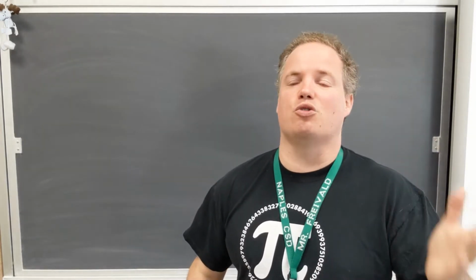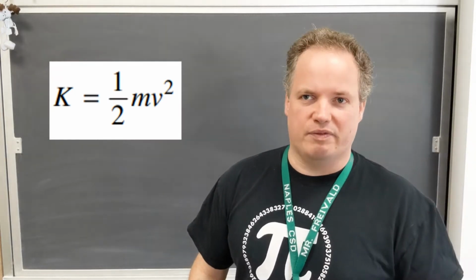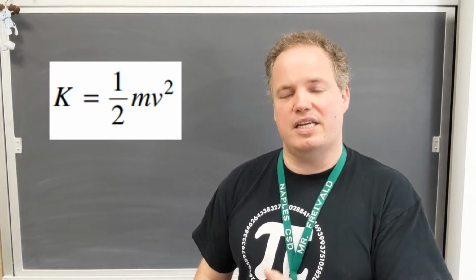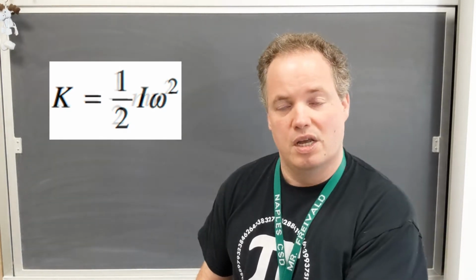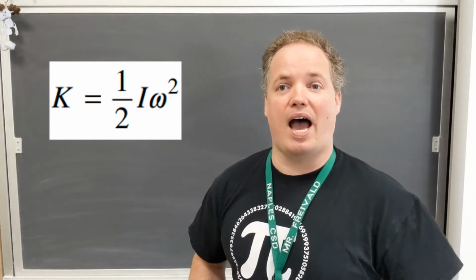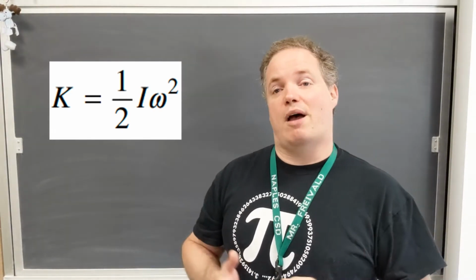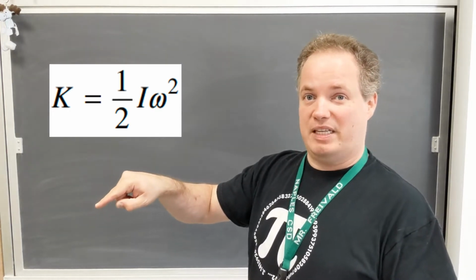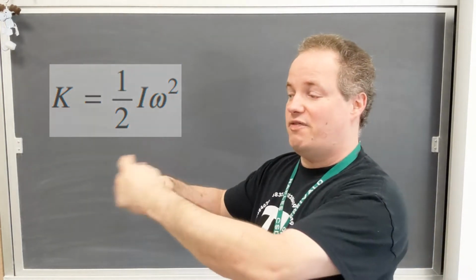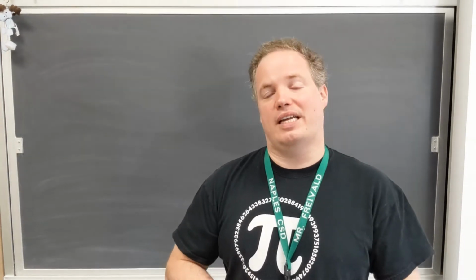It turns out it's a direct substitution. Instead of mass, use moment of inertia. Instead of velocity, use angular velocity. And you end up with kinetic energy in joules: K equals 1/2 I omega squared. So when an object rolls down a ramp, not only does it gain linear kinetic energy as it speeds up, it also rotates faster and faster and gains rotational kinetic energy. So let's look at a sample problem involving that.